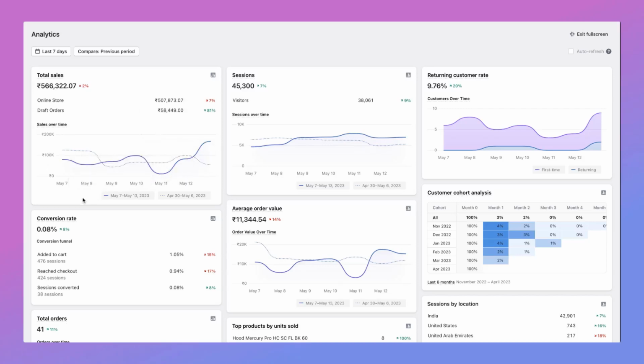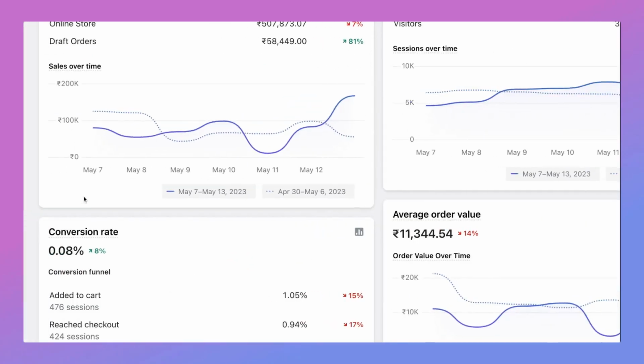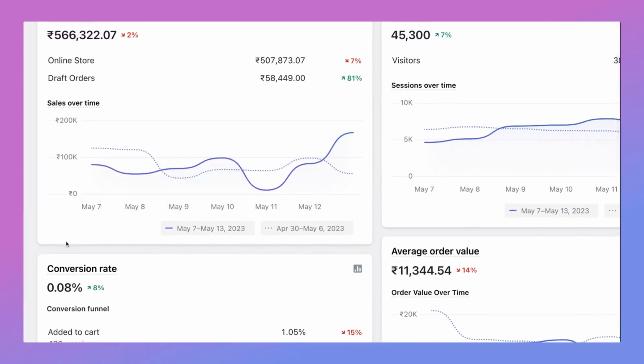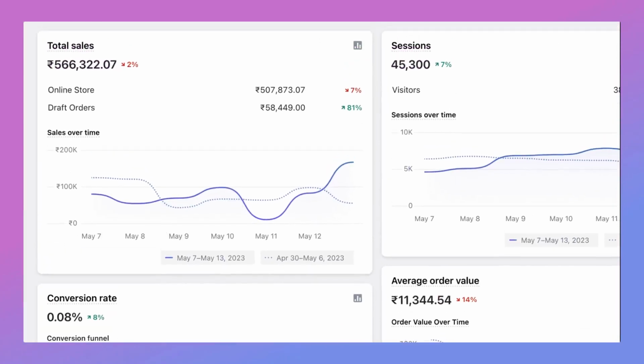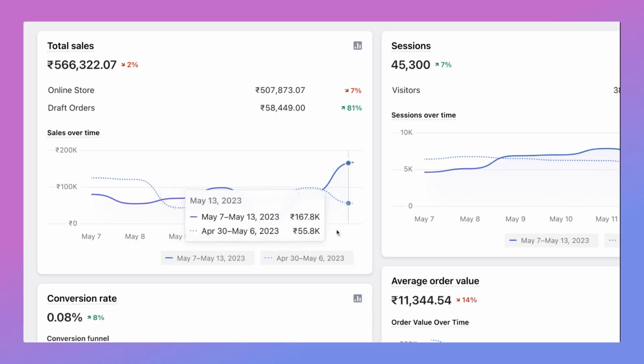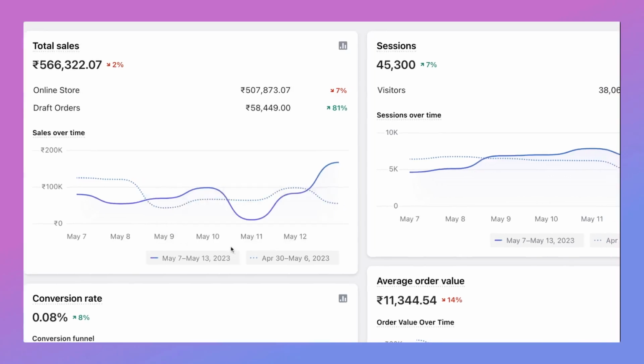Second, you can see a graph of how the sales are performing on a daily basis compared to the previous period. This dotted line is how the sales were performing in the previous period. You can see something happened on May 11th where the sales didn't happen, and the sales started picking up after that. Now the question is, something bad happened on 11th May.